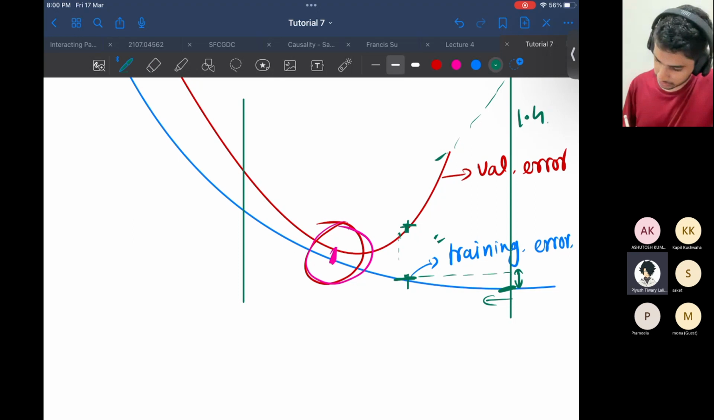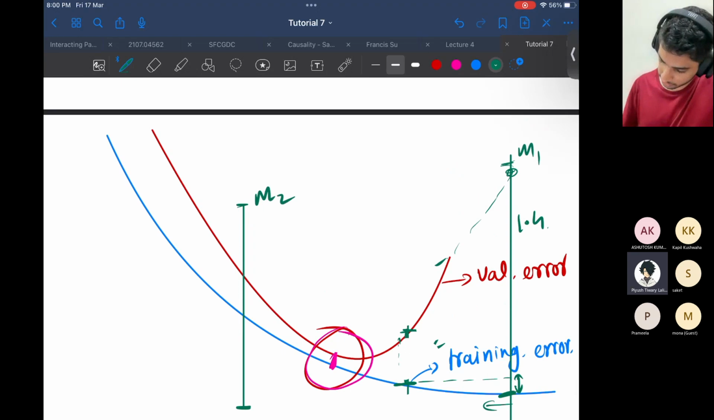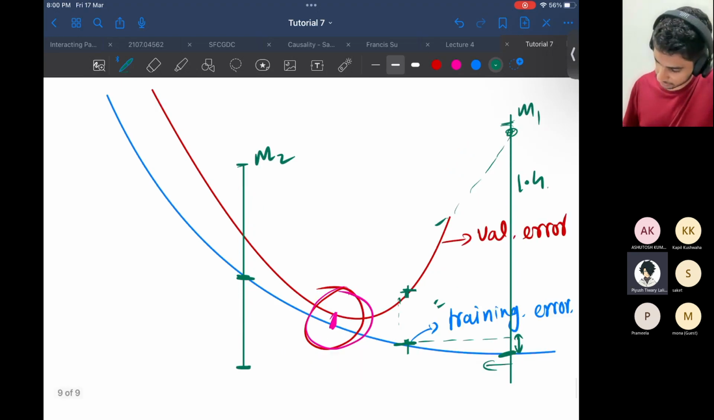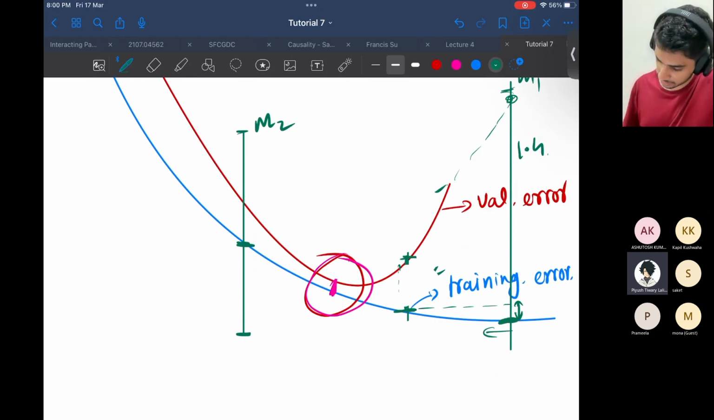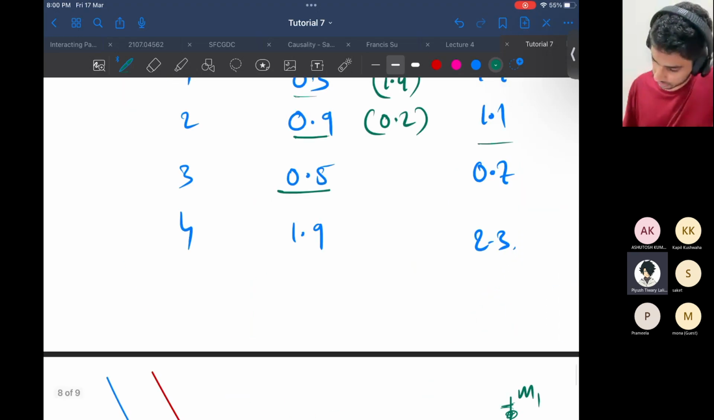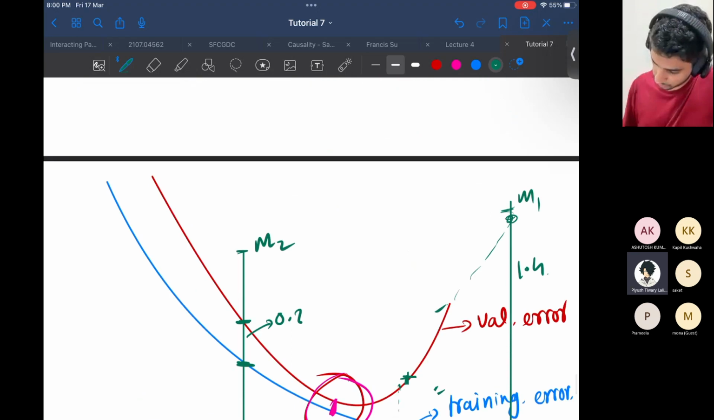Why? Because I want to add the M3, the third model. I think this is a better way to put M2. Okay, this is M2. It has a training error which is larger than this one, but the difference between the validation error and this training error is less. So this is around 0.2.